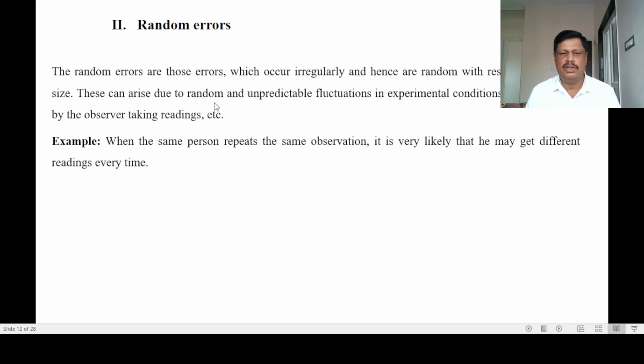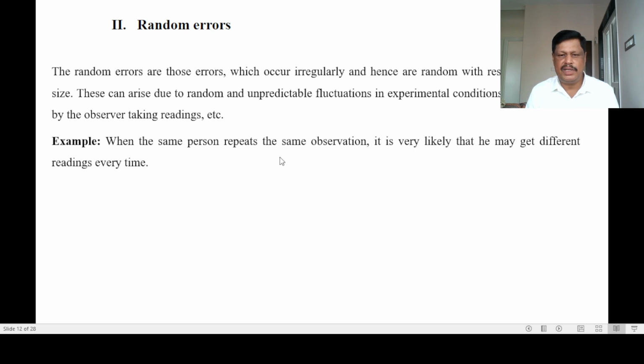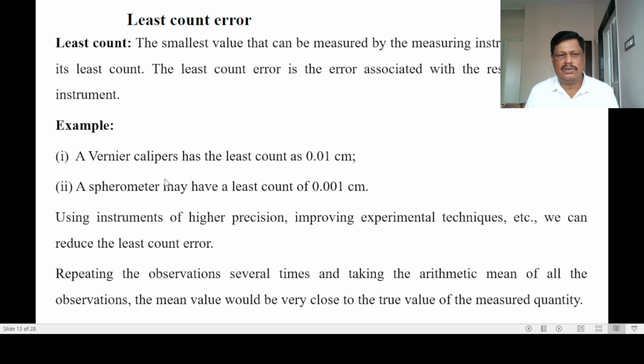These can arise due to random and unpredictable fluctuations in experimental conditions, personal errors by the observer taking readings, etc. For example, when the same person repeats the same observation, it is very likely that he may get different readings every time. If a person taking readings at different times observes different readings, then the errors are called random errors.